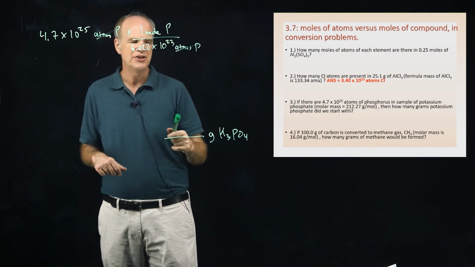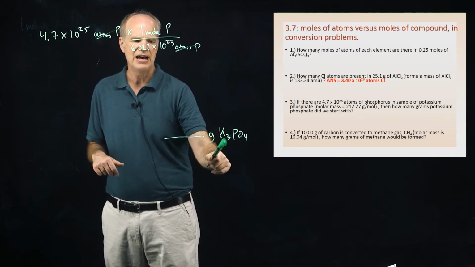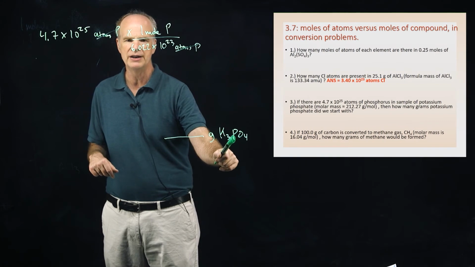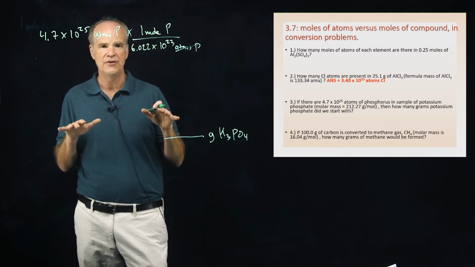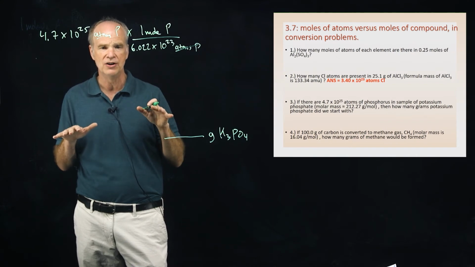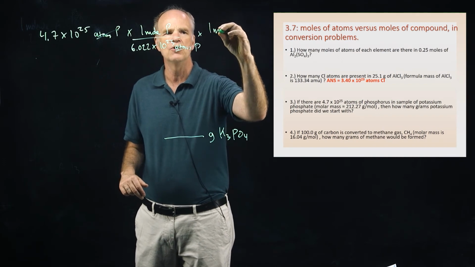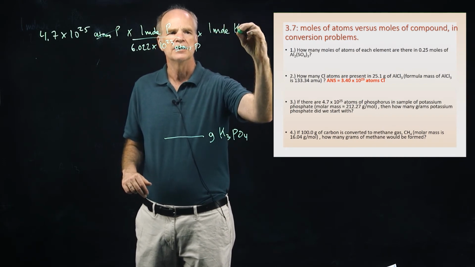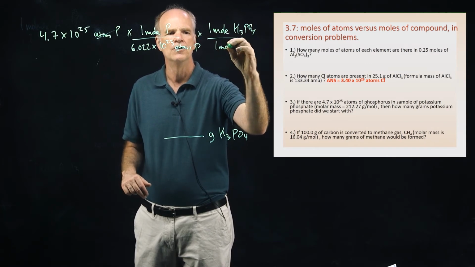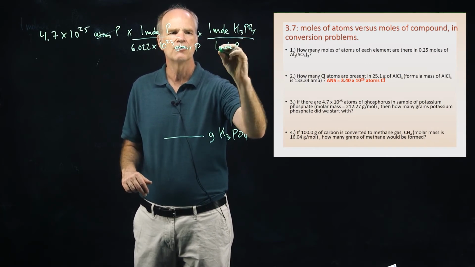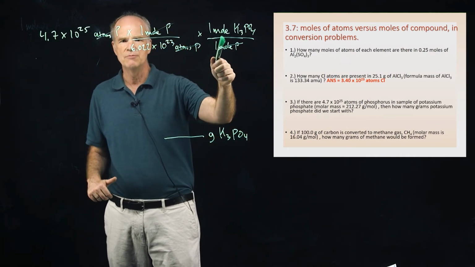And so I think what you can see by looking at the formula, for every 1 molecule of potassium phosphate we only have 1 atom of phosphorus. So it looks like for every mole of phosphorus we have a mole of potassium phosphate. So what I would write here is times 1 mole K3PO4, potassium phosphate, over 1 mole of phosphorus. And let's see where we're at now. So the moles of phosphorus cancels out. So right now we're at moles of potassium phosphate.